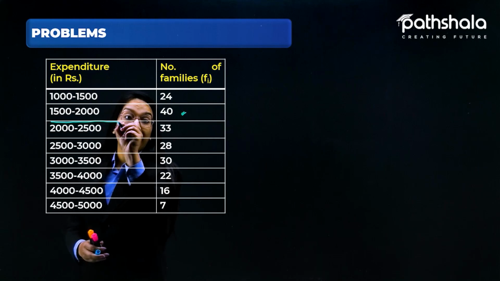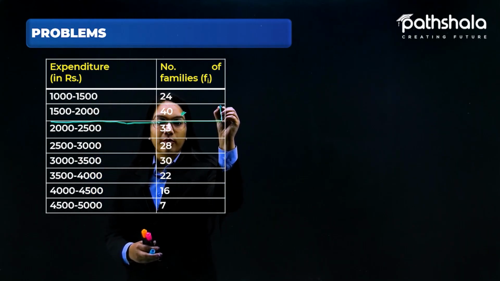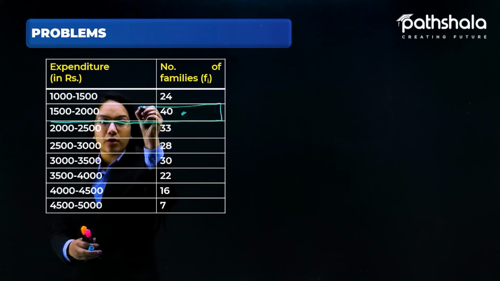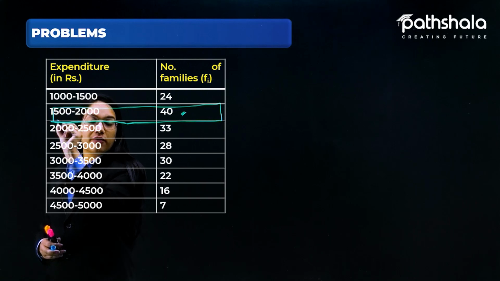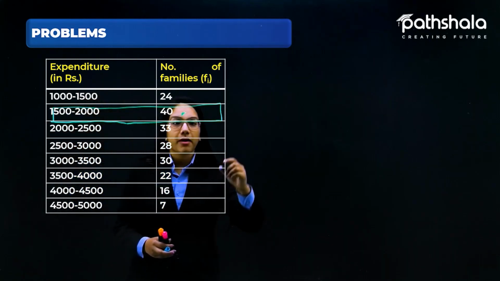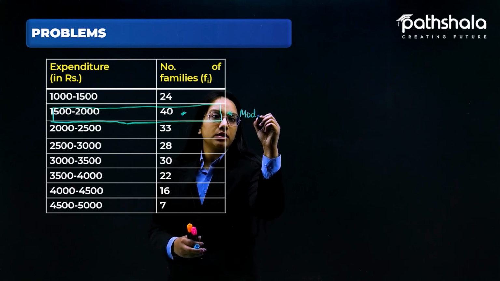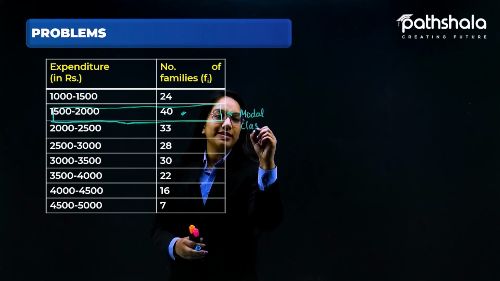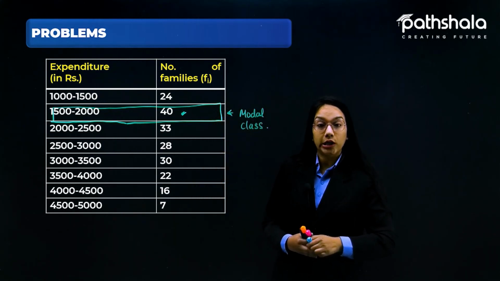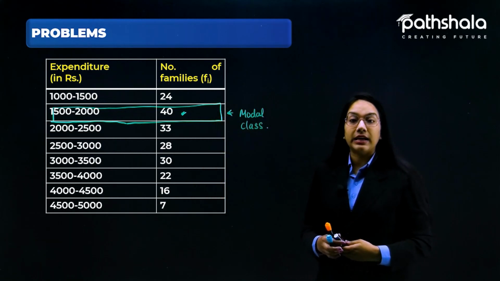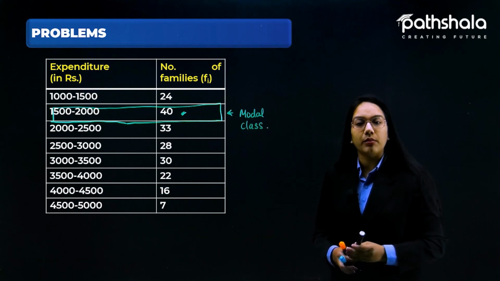Let us highlight this one, because this is my modal class, and using the formula for the modal class, I am going to find the modal expenditure of the family. First of all, I can see that the modal class lies in the interval of 1500 to 2000, and its frequency is 40.